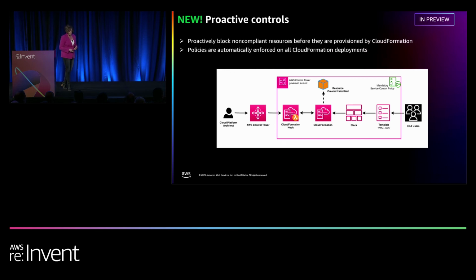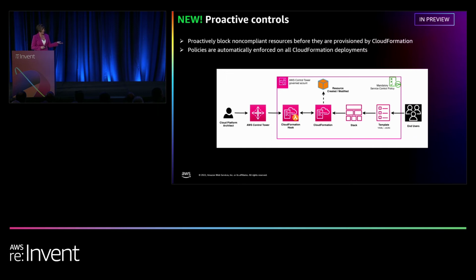So when the hook is enabled, any user in the account that wants to deploy a new resource using CloudFormation, that CloudFormation is going to be checked against the proactive controls that you've enabled on the account. Any user, just want to make sure that's clear. So any user doing the CloudFormation deployment.